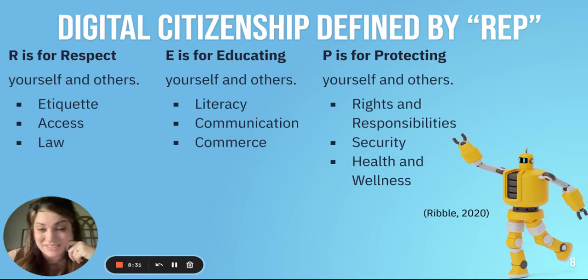And commerce: how to be safe when we're spending our money on the internet. And P is for protecting yourself and others. So we have rights and responsibilities when we are online, but we also have a right and a responsibility to protect other people and to not harass and to not bully. Also security: not giving out our passwords, being able to protect ourselves from hackers and scammers and all that stuff. And health and wellness: we should not just sit in front of our computer all day, every day.